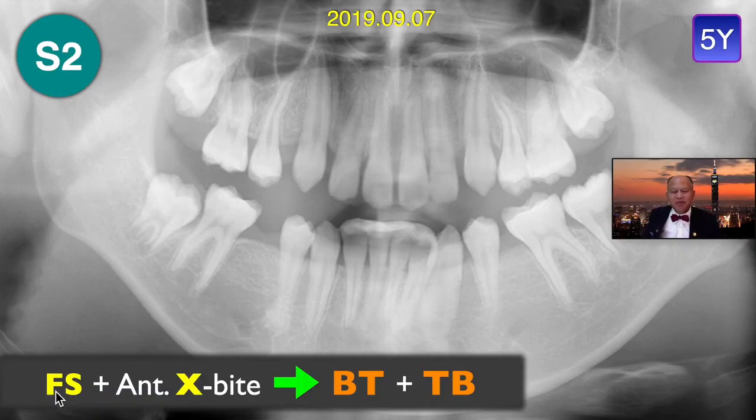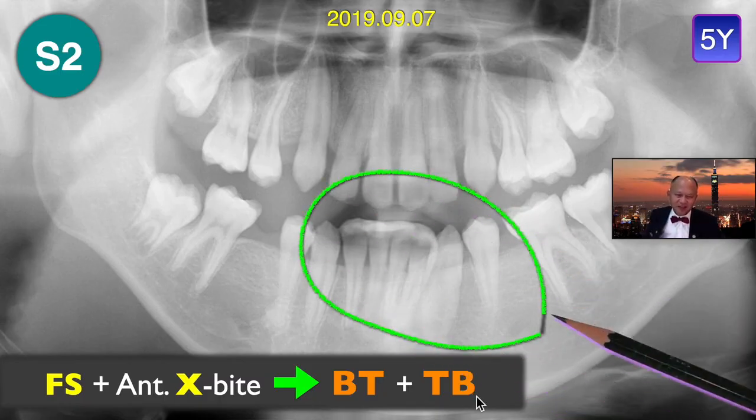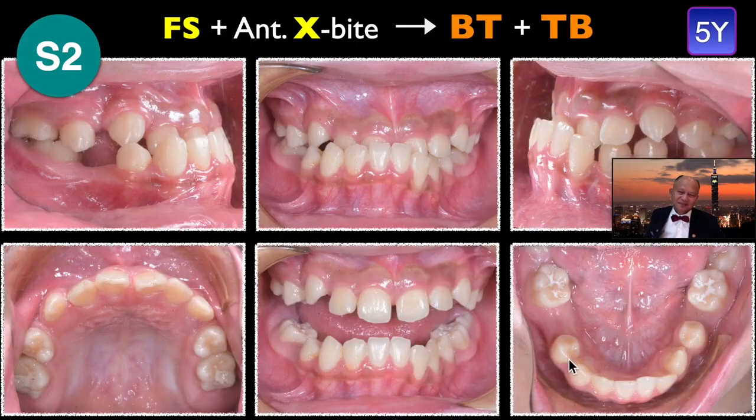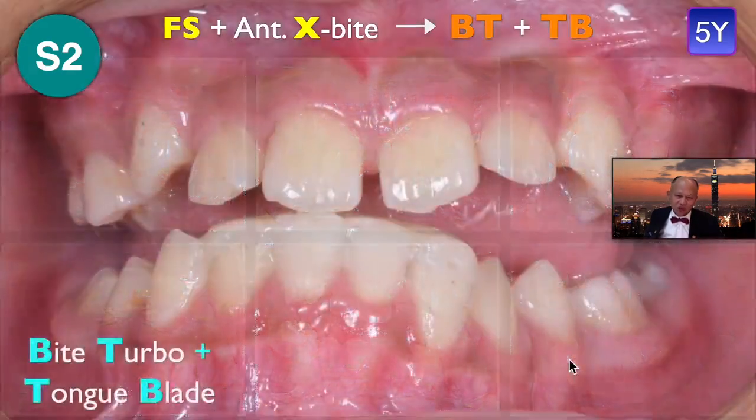So to solve the functional shift and anterior crossbite, I use BT and TB. What is TB? I will show you later. This is biturbo, to create a biplate to bring the upper incisor up to correct the anterior crossbite. So we're ready for stage 2.